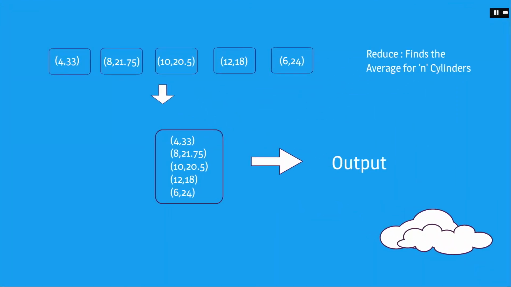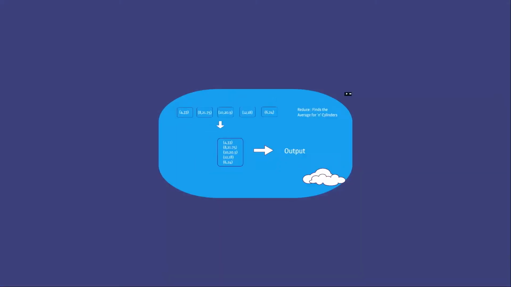Finally, the reducer combines all the outputs of multiple reduce tasks and feeds them into a single output file. This MapReduce job gives the average mileage for n-cylinder vehicles. The same task can be done by writing a simple Python script. But using the MapReduce parallel programming technique gives the output way faster when compared with traditional programming techniques.